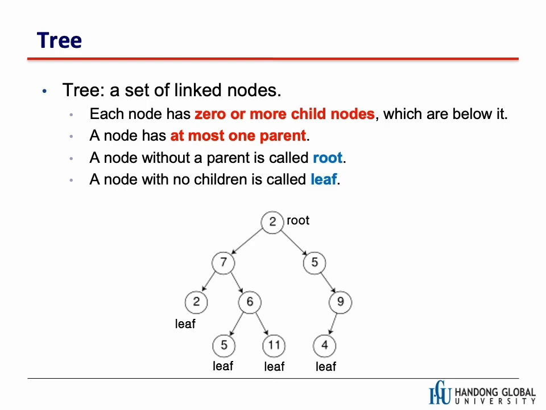A node without a parent is called the root. In this graph, 2 is the root node, and a node with no children is called a leaf. So we have a few leaf nodes. At the bottom of this graph we have 5, 11, and 4, and in the middle of this graph we have a 2. So these 2, 5, 11, 4 are leaf nodes because they don't have children.